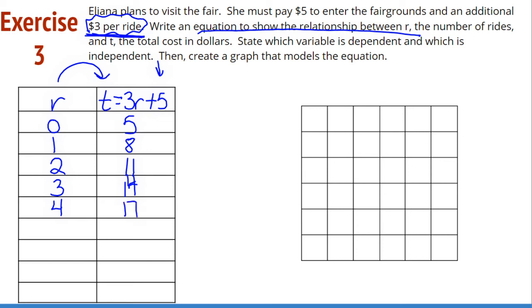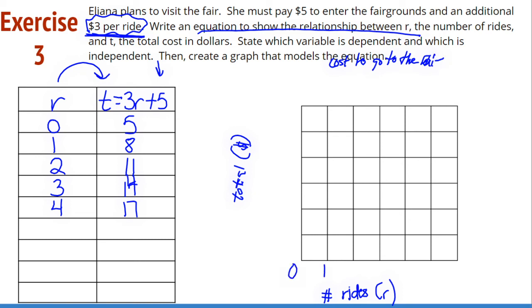All right, so making a graph here, I've got the number of rides, which is expressed as the variable R. I have the total cost, in dollars, and I've got the cost to go to the fair. And I've got if she rides 0 rides, 1 ride, 2 rides, 3 rides, 4 rides, 5 rides.